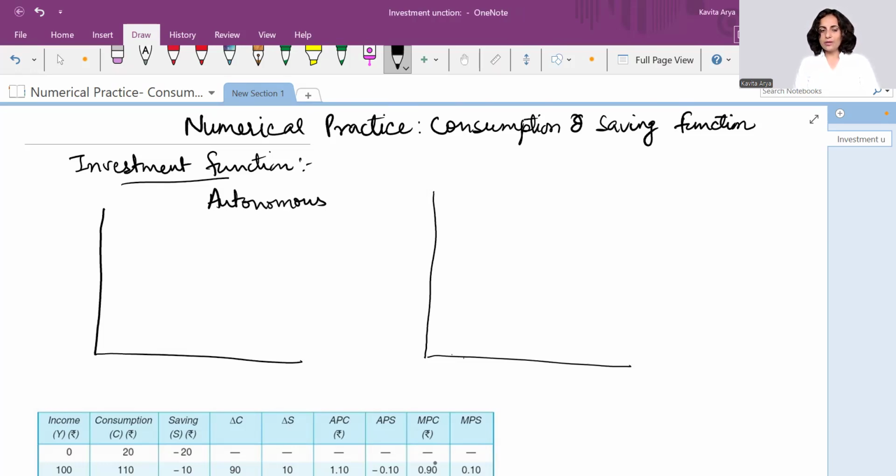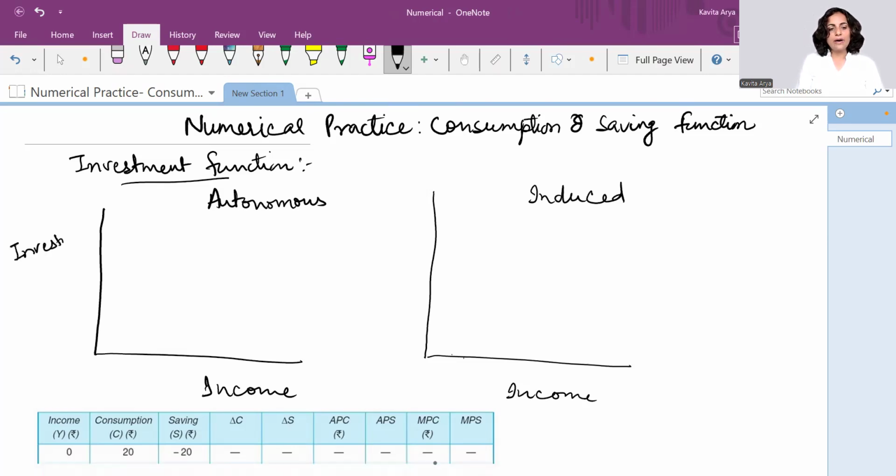So I'll plot the diagram here, and induced would be put up here. Whichever diagram we are making in this chapter, on the x-axis we are writing income and employment, or only income also works. And here, because we are plotting it for investment, I have to mention investment on the y-axis. And the basic nomenclature of origin, x and y-axis would be put here as well.